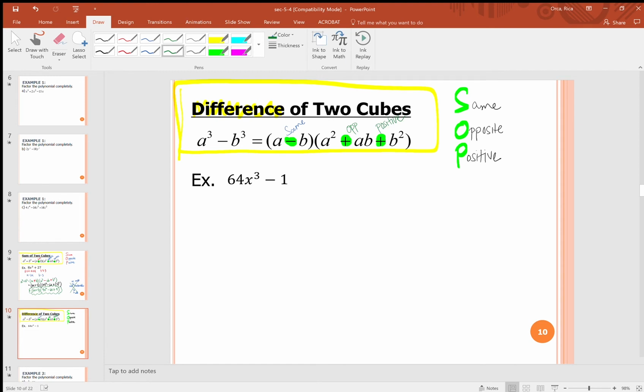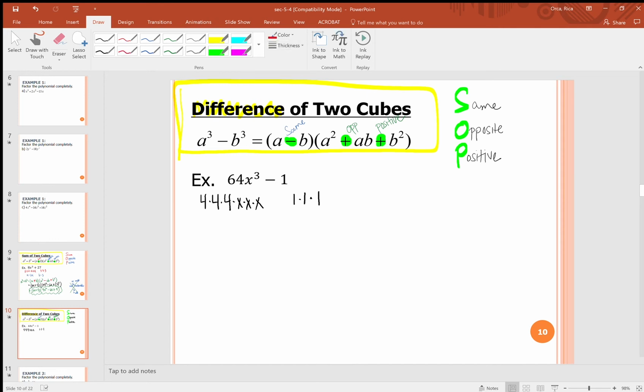In this example, we have 64x to the third minus 1. You want to start off by expanding each term. So 64 is a perfect cube because 4 times 4 times 4 is 64. X to the third is a perfect cube because x times x times x is x to the third. And believe it or not, 1 is a perfect cube because 1 times 1 times 1 is 1.